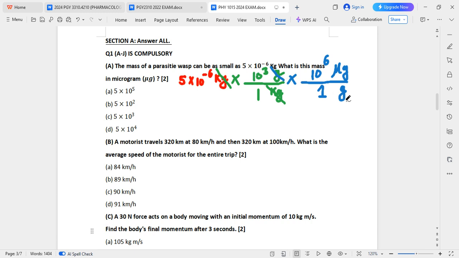So this gram will cancel with this gram. You know from the rules of indices, when you are multiplying numbers of the same base, add the powers. So 10 to the power -6, 10 to the power +6. If you add the powers there, -6 plus 6, that will give you a 0. And you know 10 to the power 0, the answer is 1. So you've just remained with 5 times 10 to the power 3. So that gives us the answer being this one. Please, if you are not okay, be free to ask.